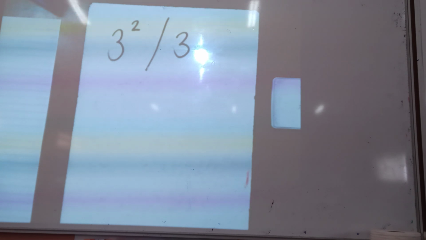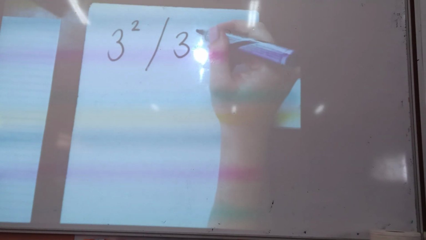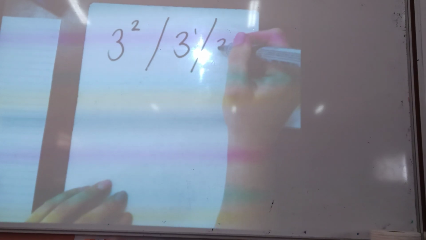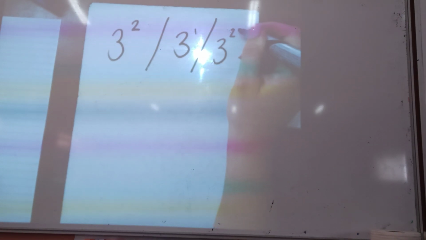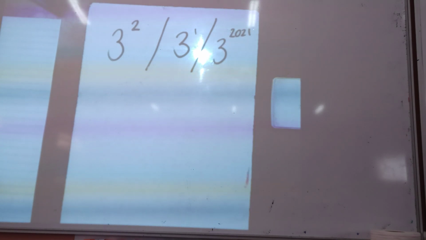6. Why is he incorrect? Because it's not the same. 6 is not the same as 3. This is 6 to the power of 1 and 3 to the power of 1. The bases are not the same. Give me another one. 3 to the power of 4. 3 to the power of 2021. Yes. Does that make sense?